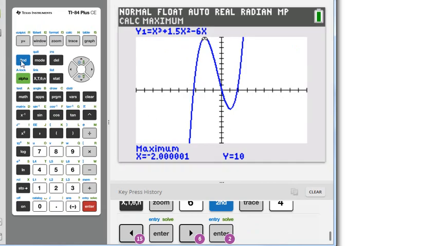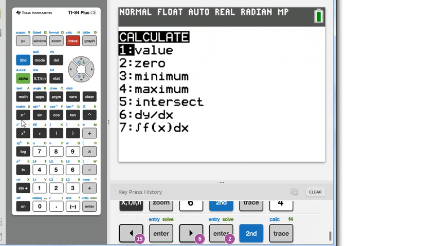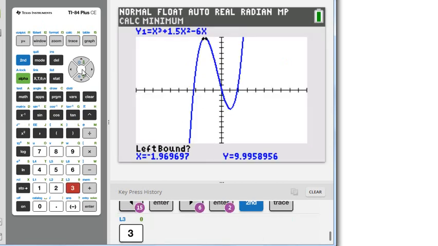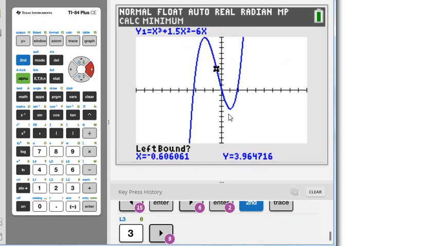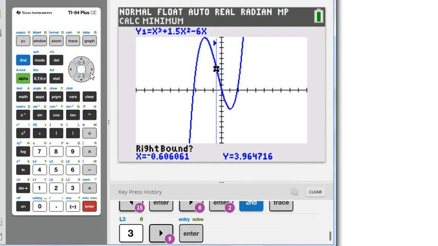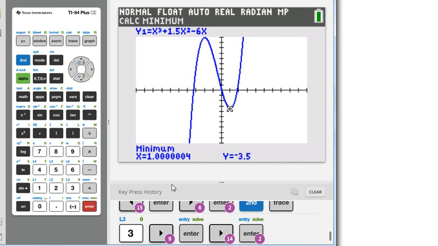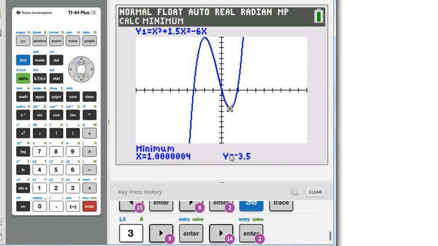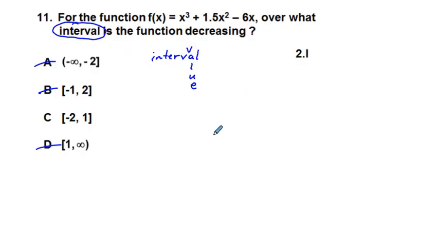We're going to look for this minimum down here, second trace minimum. Just scroll over here. And when we're to the left of that minimum, we can press enter, and we can scroll to the right. Once we're to the right, we press enter twice, and we get a minimum value of -3.5 where x equals 1. So definitely answer choice C.